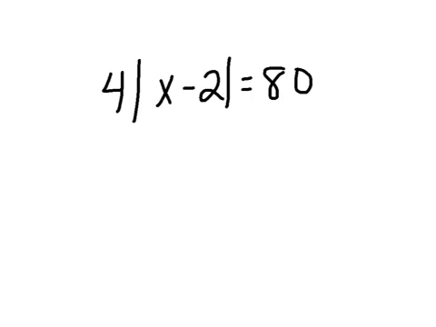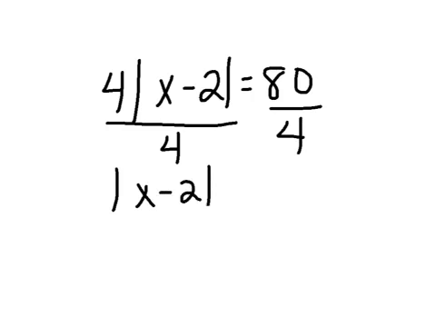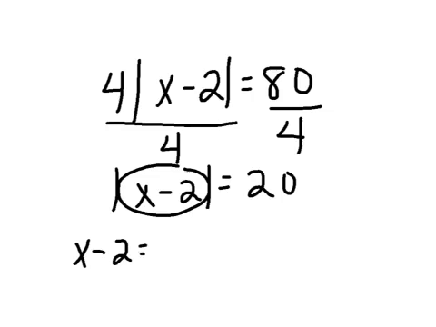4 times absolute value of x minus 2 equals 80. All right, let's divide both sides by 4. And I get absolute value of x minus 2 is equal to 20. Now, I have to solve for what's inside the absolute value sign. So the two things that will make this true is if x minus 2 is equal to 20 or negative 20. So I'm going to say x minus 2 equals 20, or x minus 2 equals negative 20.